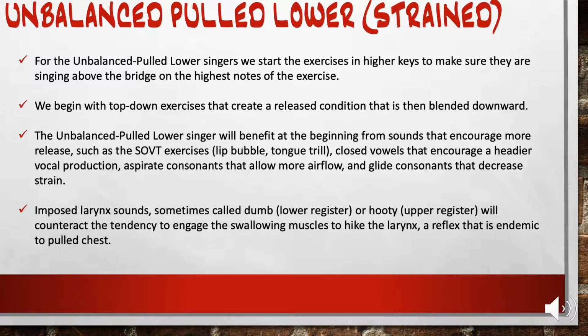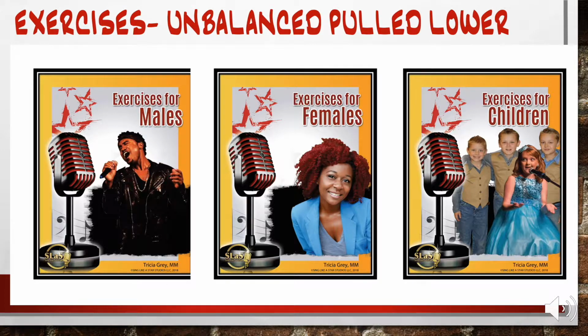The imposed larynx sounds, sometimes called dumb in the lower register or hooty in the upper register, will counteract the tendency to engage the swallowing muscles to hike the larynx, a reflex that is endemic to pulled chest. Exercises. The unbalanced pulled lower singer.